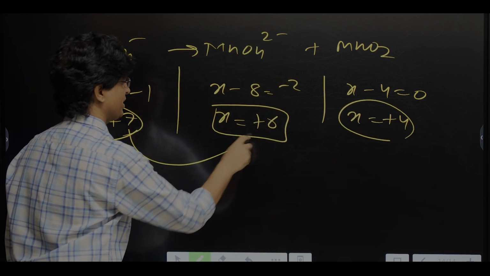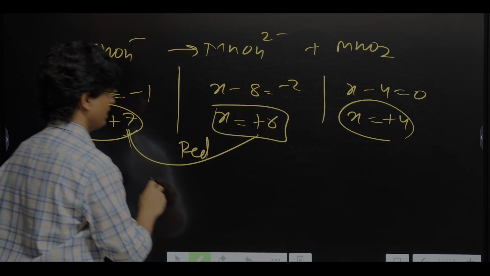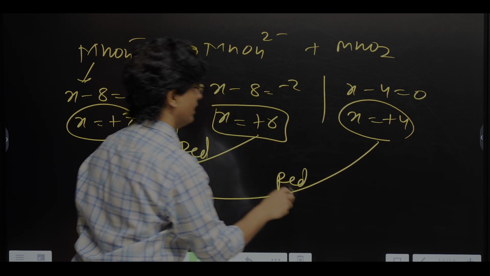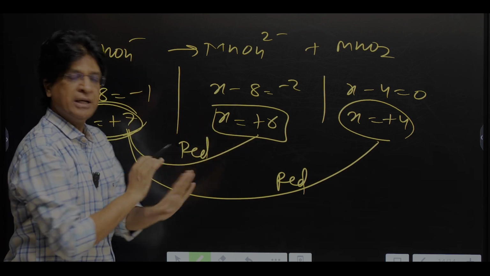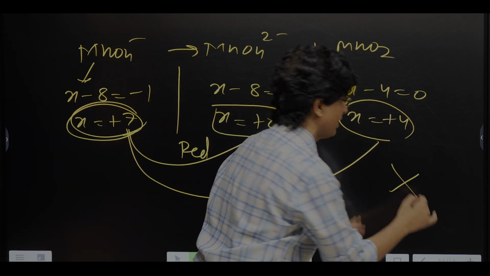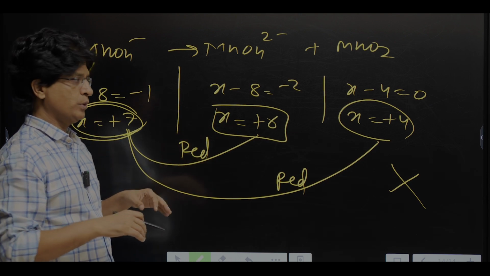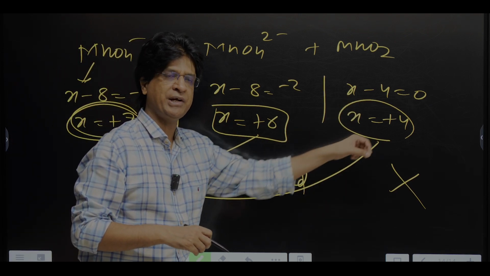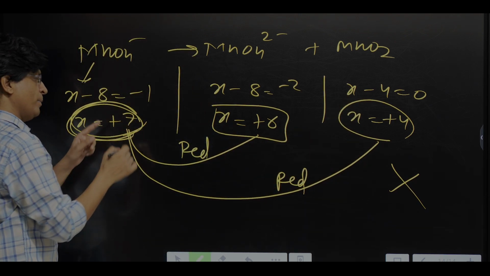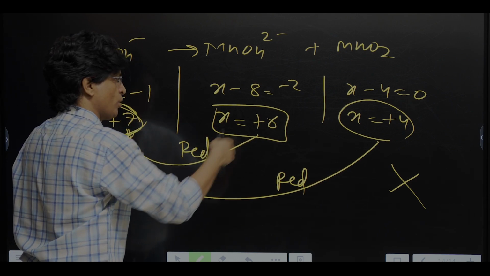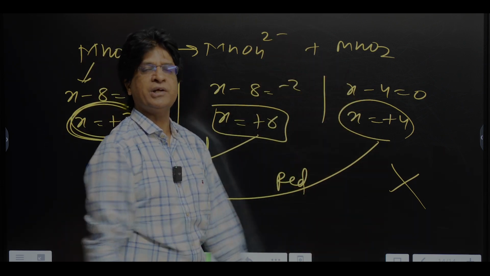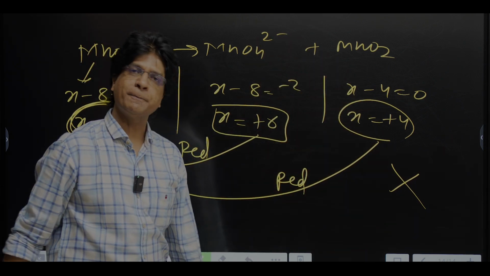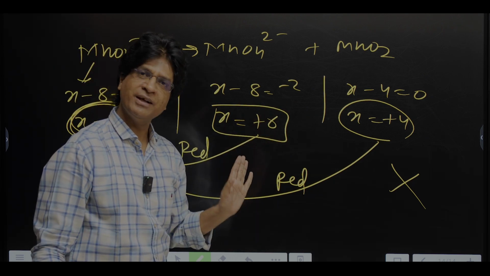So plus 7 to plus 6 is reduction. Plus 7 to plus 4 is also reduction. So in both of these compounds, Mn is getting reduced. This is not a disproportionation reaction. To exist as a disproportionation reaction, one should go for reduction, the other one should go for oxidation. Here, both of them are going for reduction. This will not qualify as a disproportionation reaction.